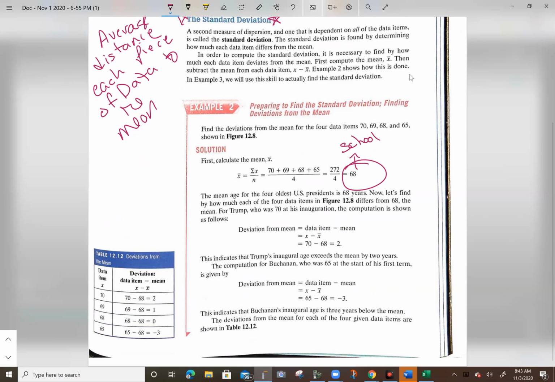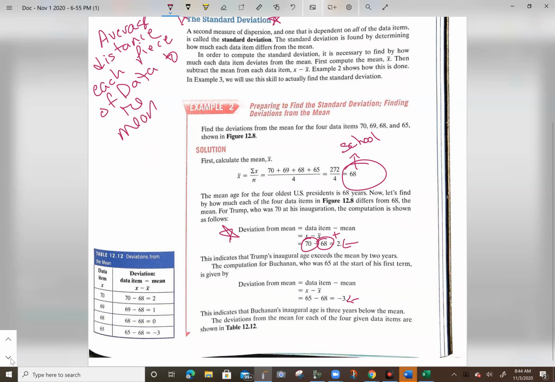Okay, the mean would be the school. And then deviation from the mean would be the piece of data. Okay, and here we're using those president's ages minus the mean. So 70 away from 68 is 2. 65 away from 68 is 3. They made it negative only to tell you that the 65 is smaller than the mean. And up here, this is a positive 2 because 70 is larger than the mean.